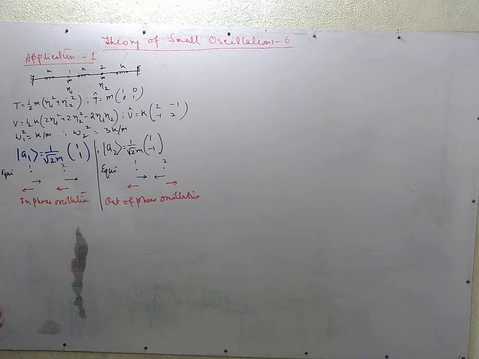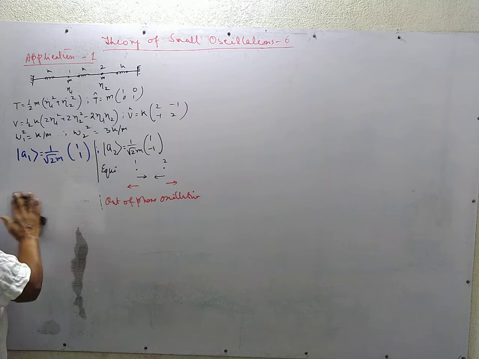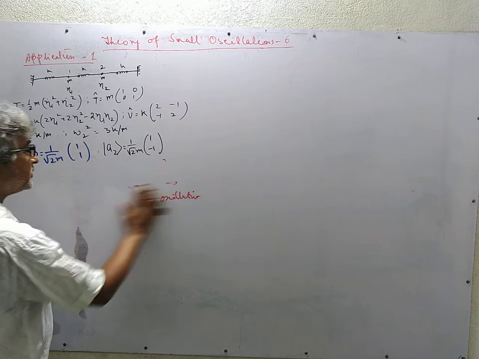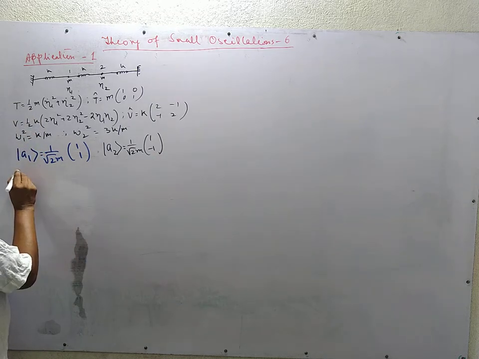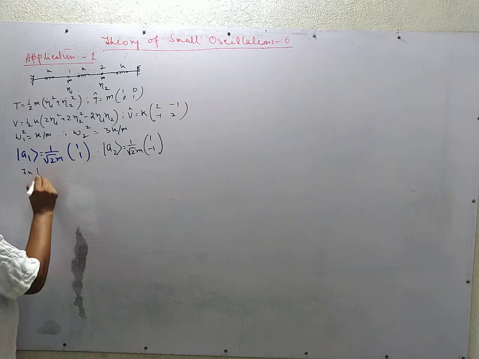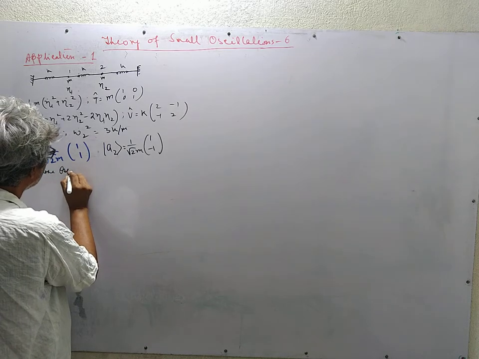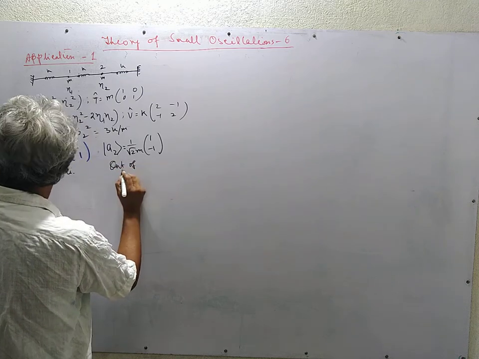Now with this, I now find out the eta matrices, or eta, the displacement vectors, coupled displacement. So it is in phase oscillation, and this is out of phase oscillation.